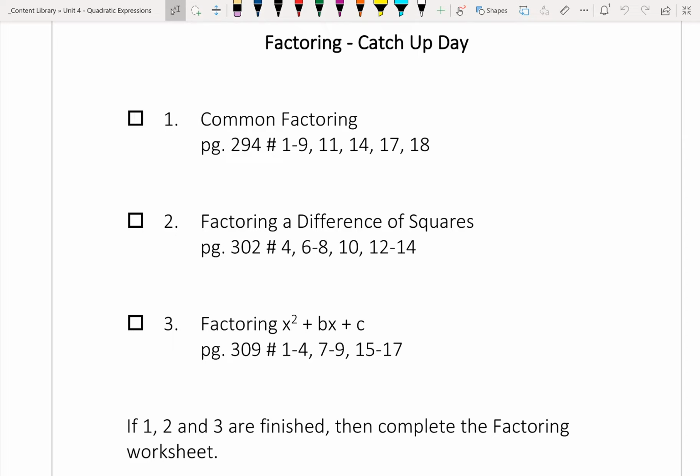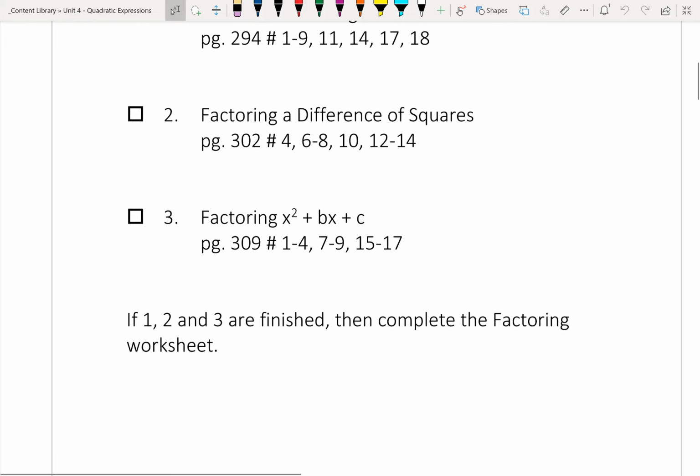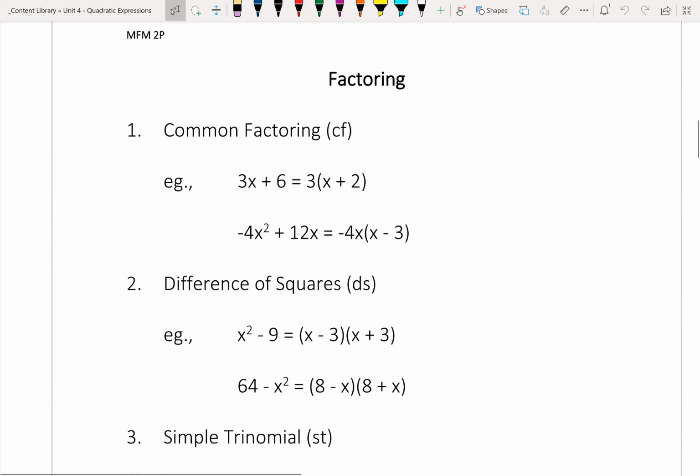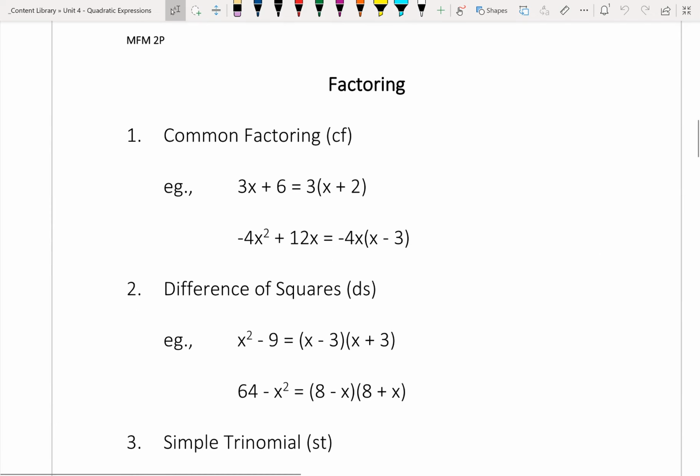If you haven't worked through these and you still want to review, I would suggest going back and working through these questions. There is a worksheet that you'll find online in the course that has extra questions as well. So we're just going to review the three different forms. Starting off is common factoring, which we're just going to signal with CF for this note.